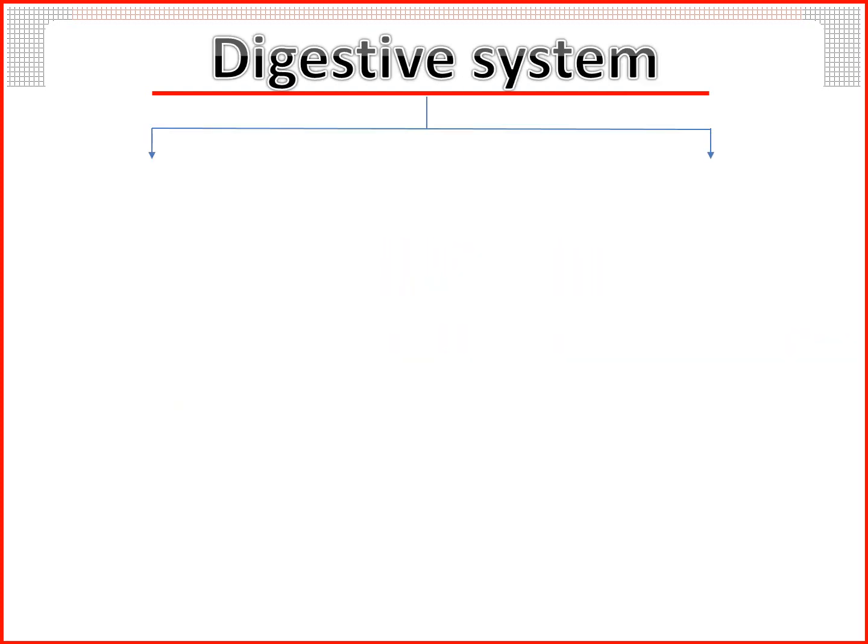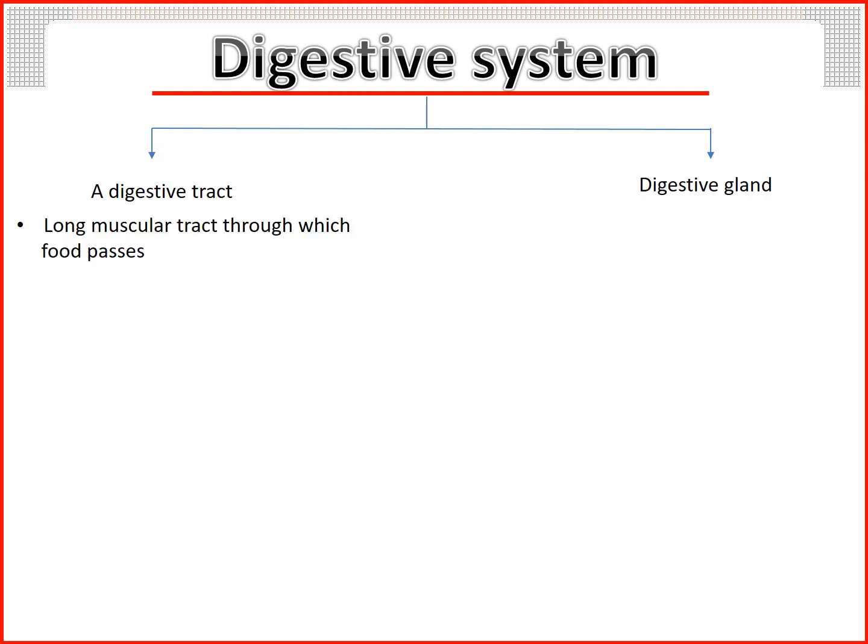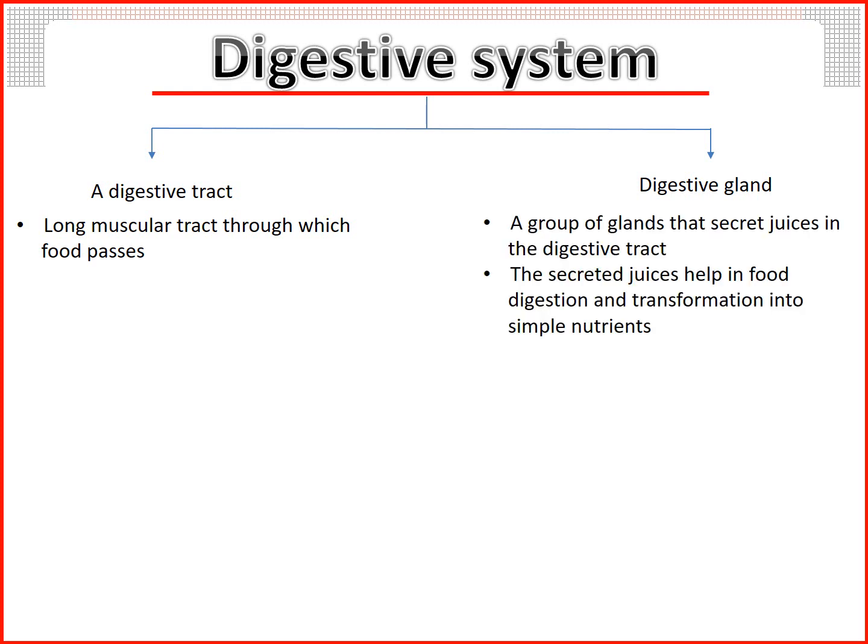Digestive system is composed of a digestive tract and digestive gland. A digestive tract is a long muscular tract through which food passes. Digestive gland is a group of glands that secrete juices in the digestive tract. The secreted juices help in food digestion and transformation into simple nutrients.